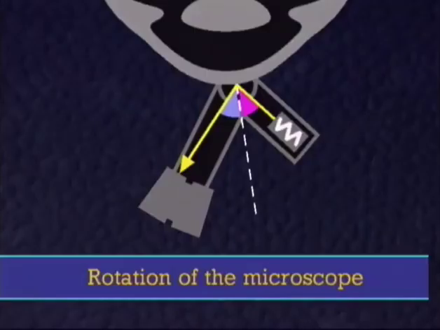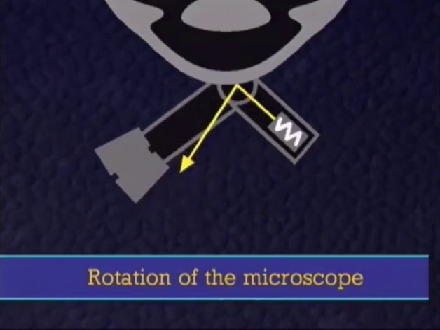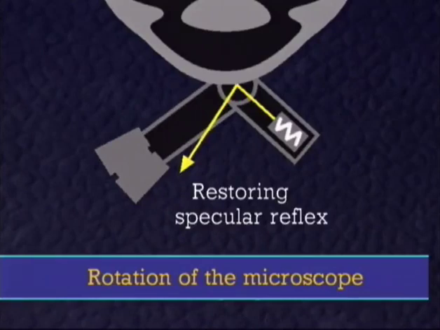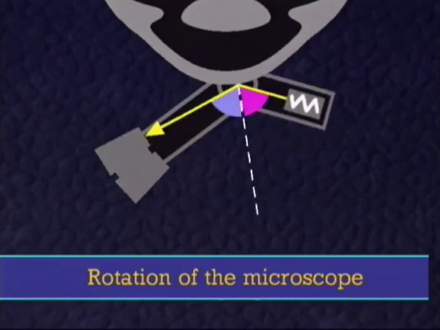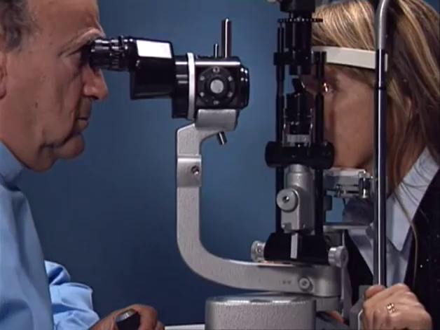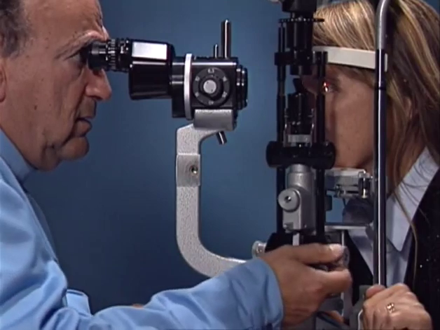If, during the examination, the observer rotates the microscope, the specular reflex will disappear. To restore specular reflection, the light beam should be rotated in the opposite direction of the microscope according to the law of reflection. Here, the specular reflex disappears from the anterior lens surface as soon as the microscope is rotated to the left. To re-establish specular reflection, the illumination unit is rotated to the right. Thus, on rotation of the microscope, the slit beam is rotated in the opposite direction.